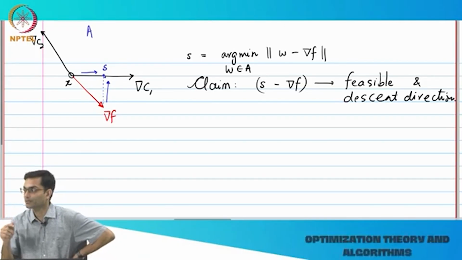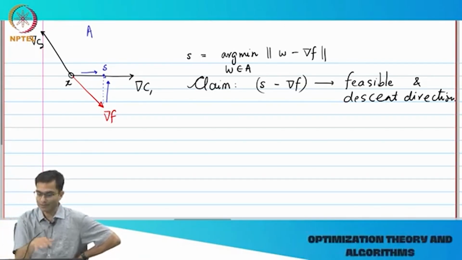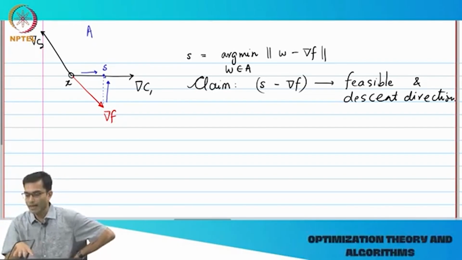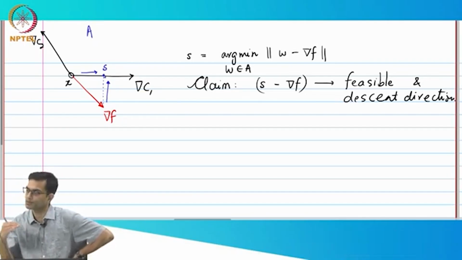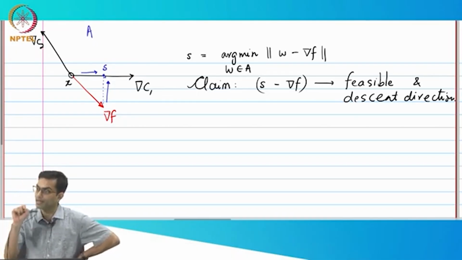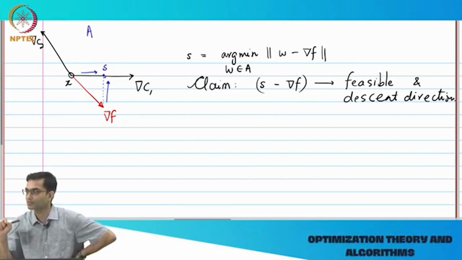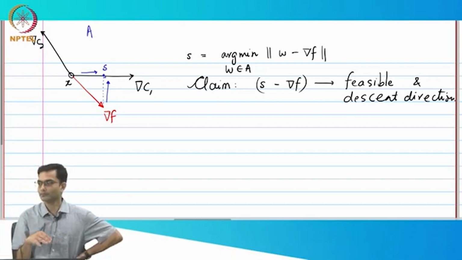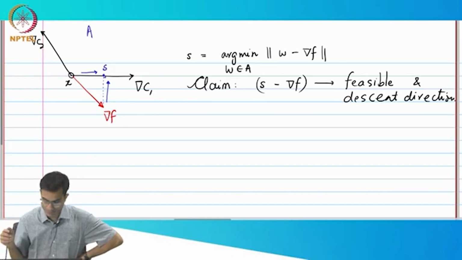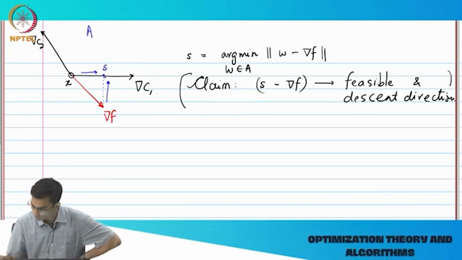Now, grad f does not live in the cone, fine. Then we have constructed one new vector, and I am claiming, which I will prove shortly, that this new vector S minus grad f is both feasible as well as a descent direction. That means standing at X, I can improve myself in terms of objective function value. That is my contradiction. Therefore, what I started is wrong. Therefore, grad f will live in the cone. So, that is the general direction that I want to go into.